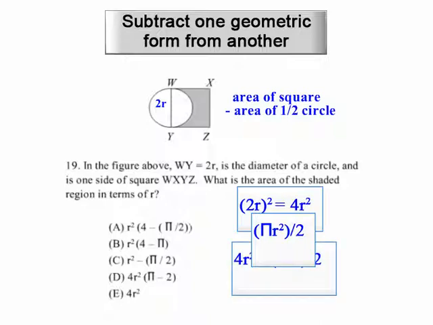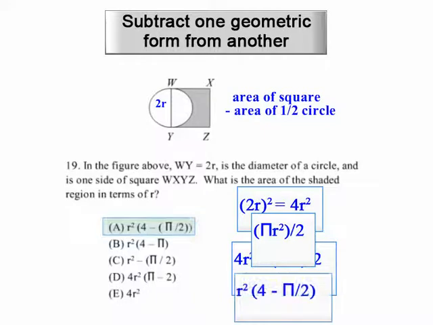So we have 4r squared, the area of the square, minus pi r squared over 2, and this being the SAT, you're going to have to factor the r squared out, and you're left with r squared times 4 minus pi over 2.